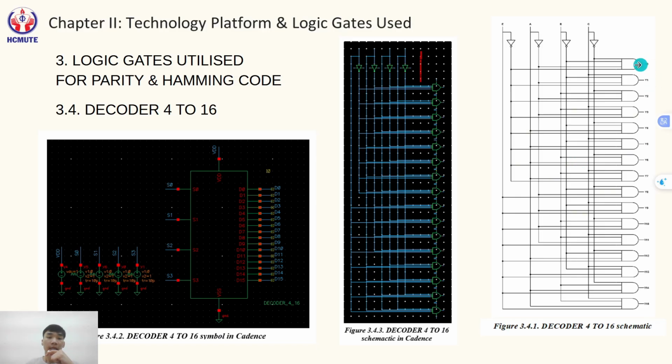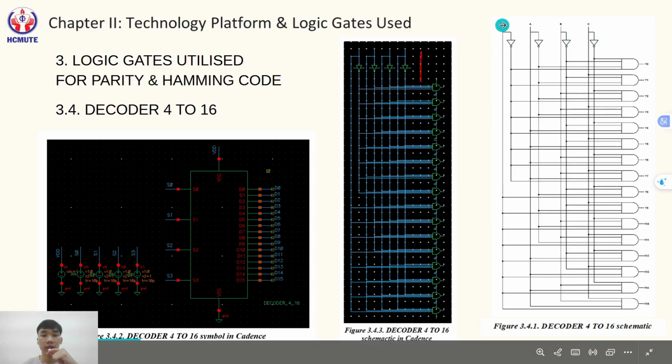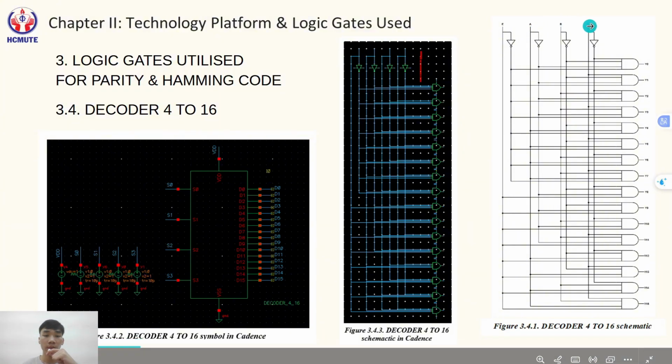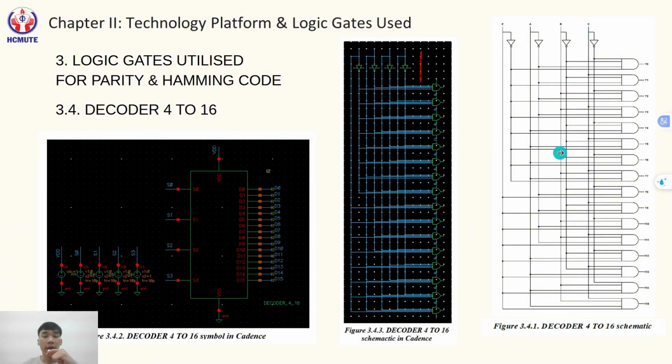For example, D0 equals S3 bar, S2 bar, S1 bar, S0 bar, and D15 equals S3, S2, S1, S0. When a specific 4-bit combination is applied, only the corresponding AND gate has all inputs at logic 1, producing a single high output, while all other outputs remain low.